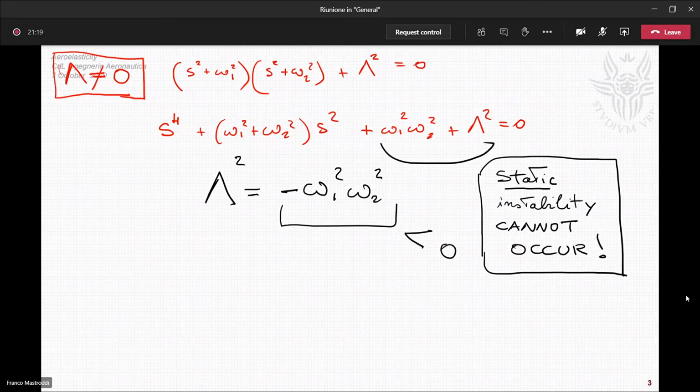And why? Because the condition to have a zero pole, the answer to the question, is there any zero pole?